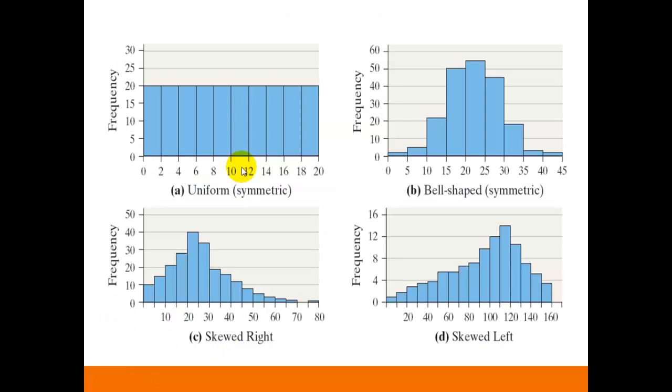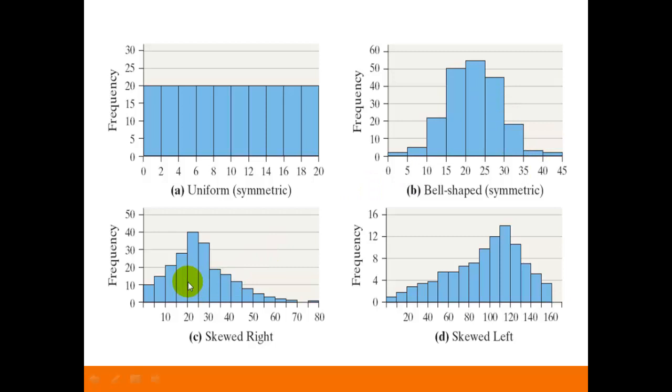Here are 4 histograms. This one has a uniform distribution. Again, every frequency is the same for each class. This one is bell-shaped. Again, we have the highest point in the middle and it's approximately symmetric on each side. And notice that we have a tail on the left and a tail on the right.